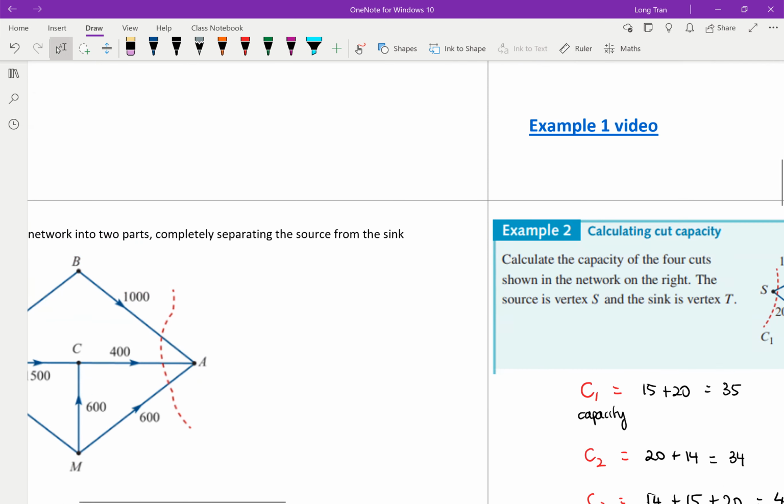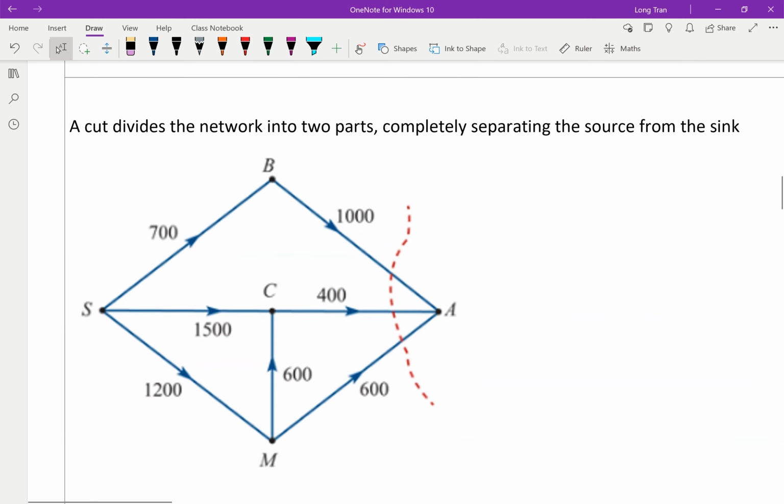A cut, this is your network. A cut is an imaginary line that separates the sink and the source. If you imagine pipes and water, it has to separate the source from the sink. There should not be any connections; they shouldn't be able to make it. In this case, if I cut here, there is no way any water from the source can make it to the sink. That's considered a cut.